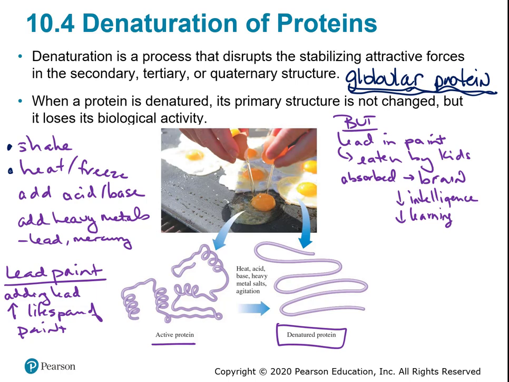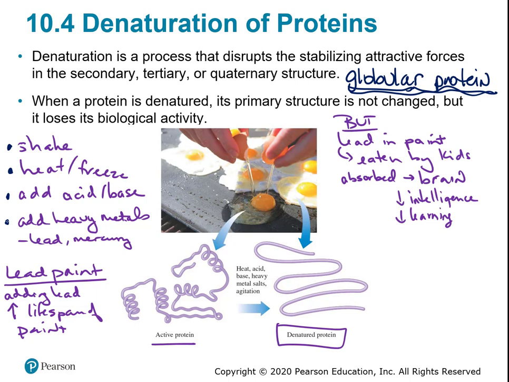If you shake globular proteins, heat them, and oftentimes even freeze them, change the pH by adding acid or base, or add heavy metals, because that changes the charge within, or even sometimes add excess salts, that can cause a globular protein with that real folded arrangement to unfold and become what they call denatured. The term just means that it loses its secondary, tertiary, and quaternary structure. It does still keep its primary. It's still a string, so it doesn't fall apart into bits. It doesn't get shredded or broken apart, but it does lose that folded arrangement.